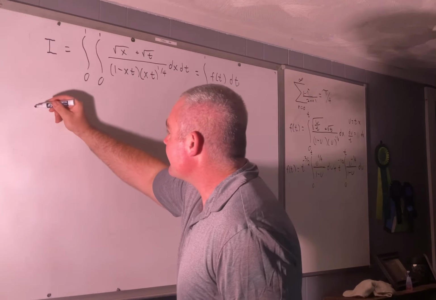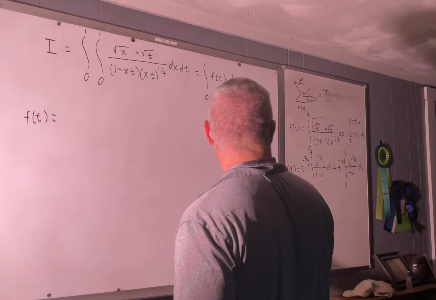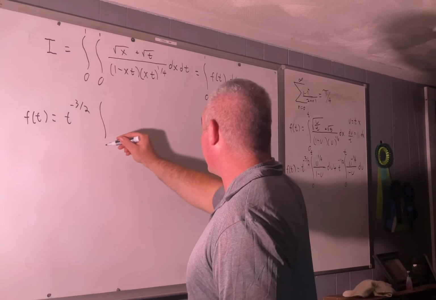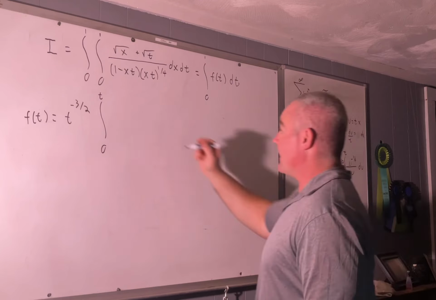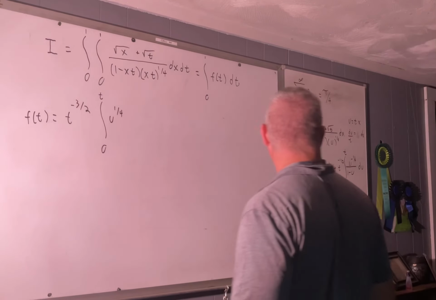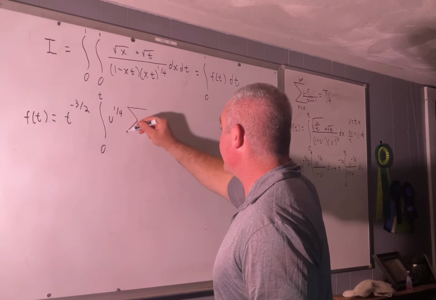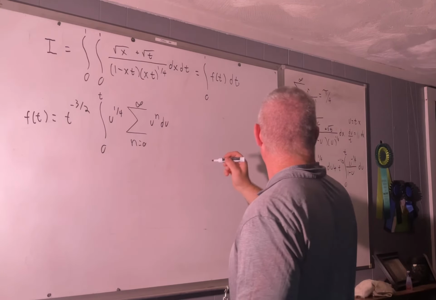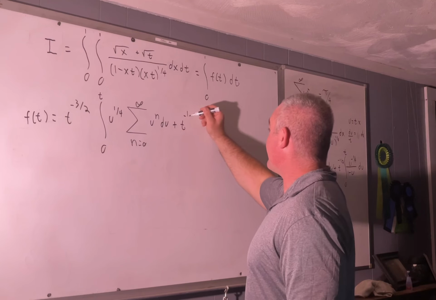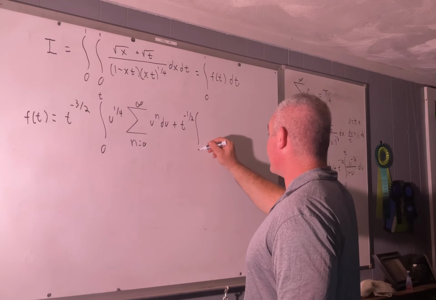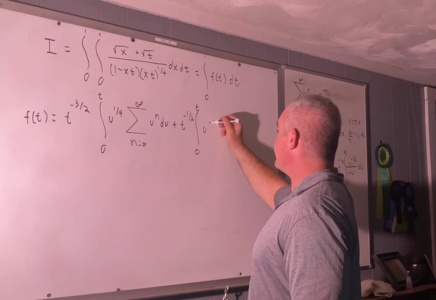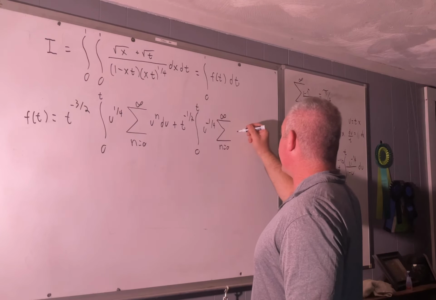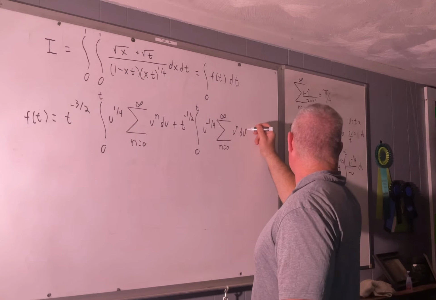All right. So f of t is now equal to, let's see, t to the negative 3 halves, and then we'll have an integral going from 0 to t, and then we'll have the u to the 1/4, and then we'll have a sum as n equals 0 to infinity of u to the n du plus t to the negative 1/2 times the integral going from 0 to t of u to the negative 1/4 times the sum as n goes from 0 to infinity of u to the n du. Yeah, all right.